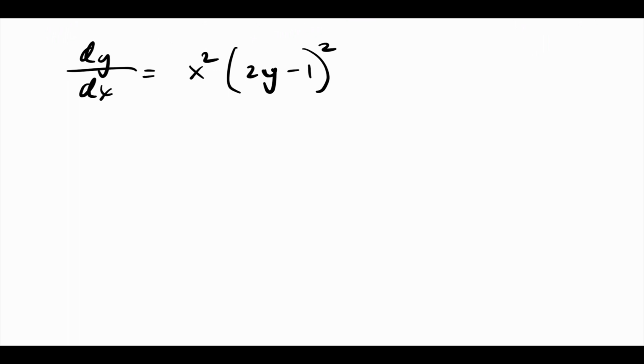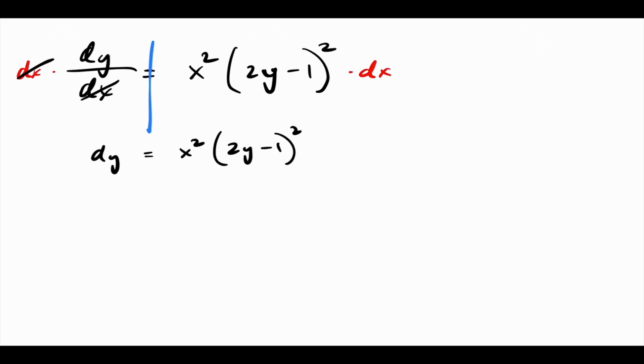First step, everything with a y goes left, everything with an x goes right over the equal sign. All right. So dx is the easiest because we've done that before. Multiply both sides by dx. So we have dy equals x squared (2y minus 1) squared dx. We still got a y here, though. I still have a y. This guy here has a y.